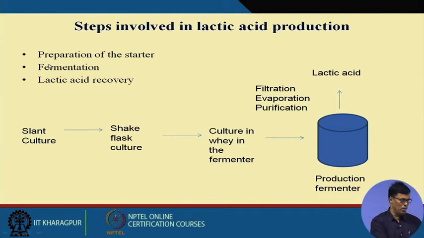So there are three major steps. One is preparation of the starter. Starter means the organism that we prepare for this production. Then there is fermentation, which is carried out in the production fermenter, and then the lactic acid. This is almost similar to the normal fermentation industry, where I told you every industry has two bioreactors, one for cell mass production and another for the product. The cell mass production vessel we call the inoculum vessel, and the production fermenter we call the PF.